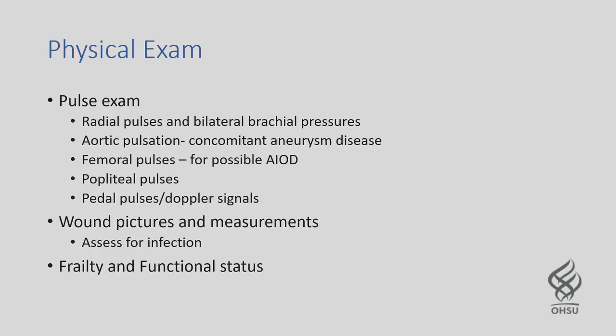Feeling for an aortic pulsation, as these patients are also at risk for aneurysm disease. The femoral pulses I mentioned will give us a clue about possible aorto or iliac occlusive disease. The popliteal pulse will give us an idea of level of disease, as well as, I think for folks that aren't feeling popliteal pulses very often, if you do feel it, that makes you worried for a popliteal aneurysm. If you find those pulses difficult to find, a prominent popliteal pulse might clue you in to a popliteal aneurysm.